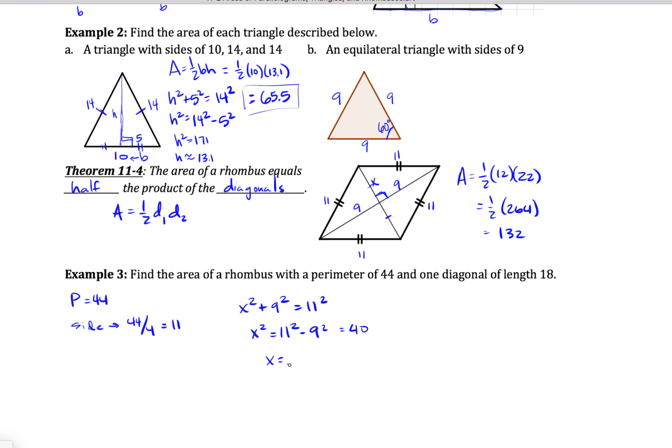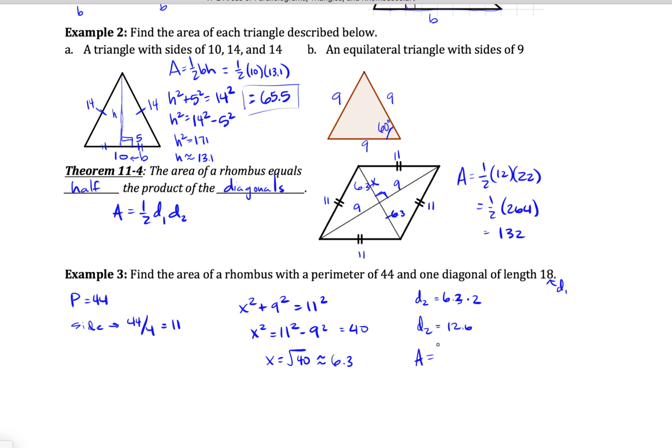So now x is the square root of 40, which we'll go ahead and turn into a decimal and call about 6.3. So now if this is 6.3, then this entire diagonal, right, if this is d1, then d2 will be 6.3 times 2, because this part of it is 6.3 and this other part right here is 6.3. So d2 would be 12.6.